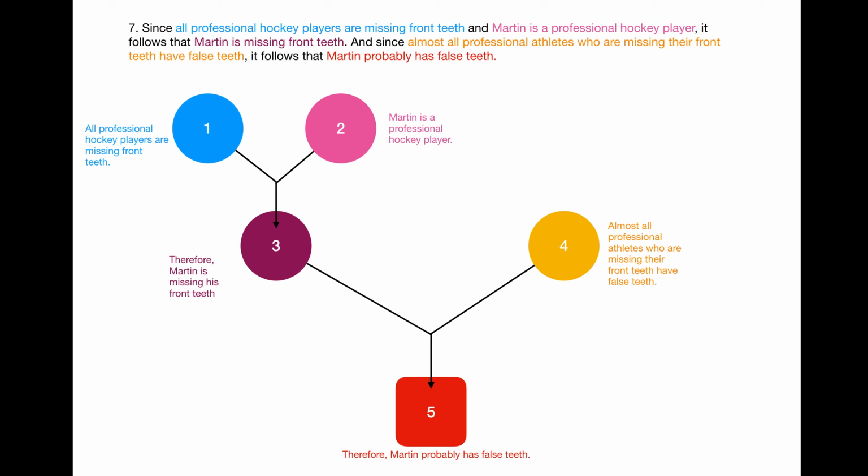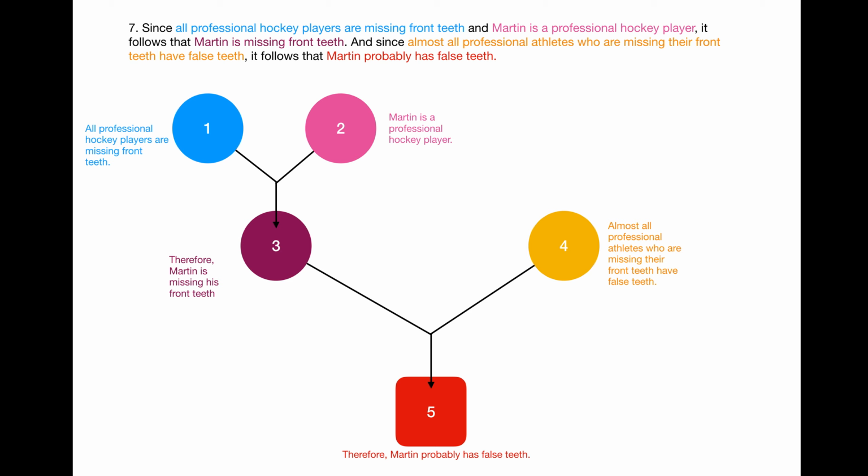Almost all professional athletes who are missing their front teeth have false teeth. And when we combine those 2, we get to our conclusion. Because if we went from 3 to 5, Martin is missing his front teeth, therefore Martin probably has false teeth. Well, no, he might have false teeth, but there's nothing saying probably. And if we go from 4 to 5 on its own, almost all professional athletes who are missing their front teeth have false teeth. Martin probably has false teeth. Well, from 4 to 5, we don't know that Martin's missing his teeth or that he's a hockey player.